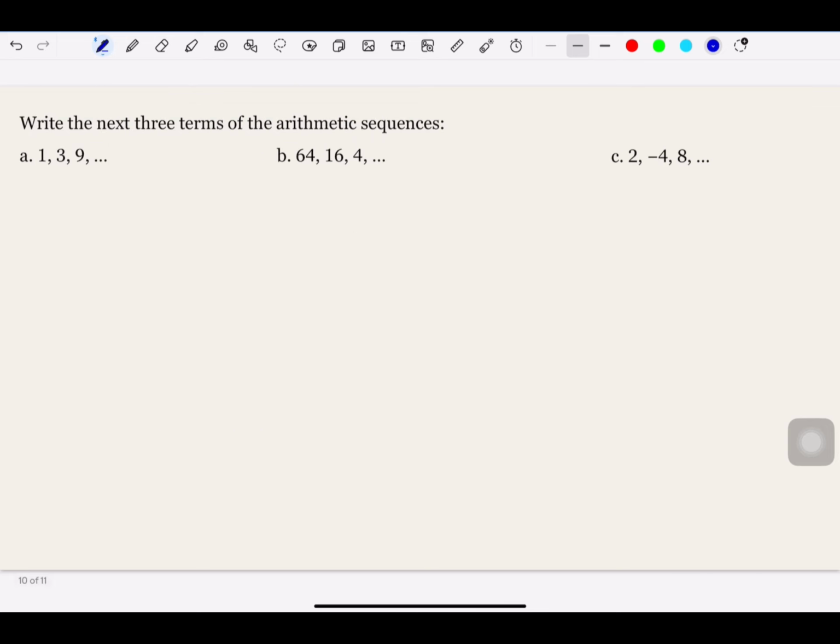So let's try some examples. You have three sequences given here. You have to identify them as geometric sequences, which means you have to identify the common ratio. Once you have it, you have to get the next three terms of these geometric sequences. Here I have a mistake; this should be geometric sequences.